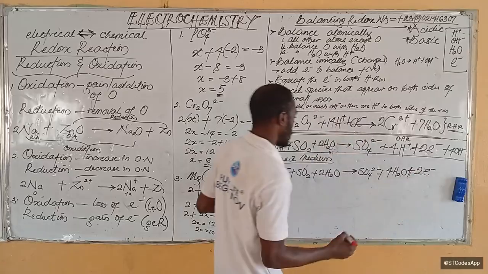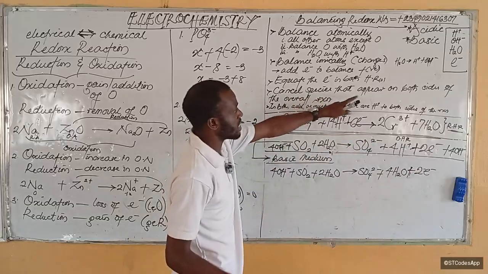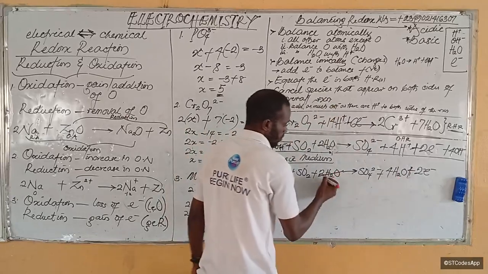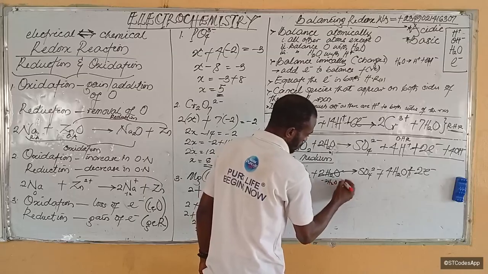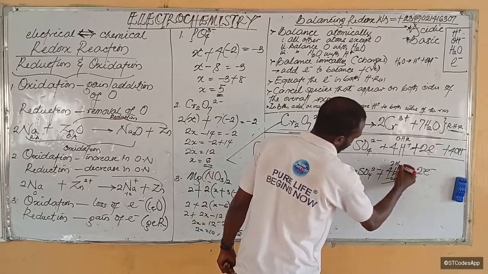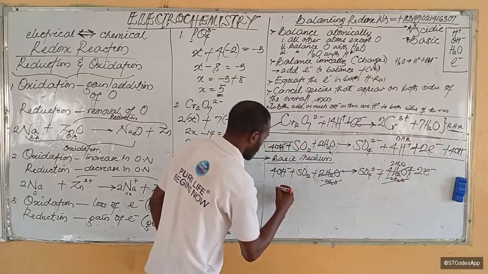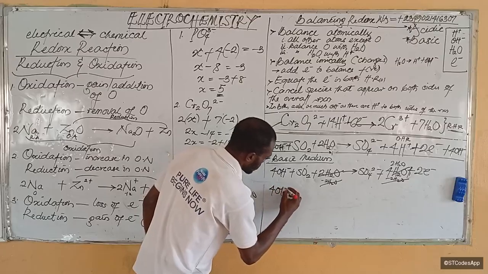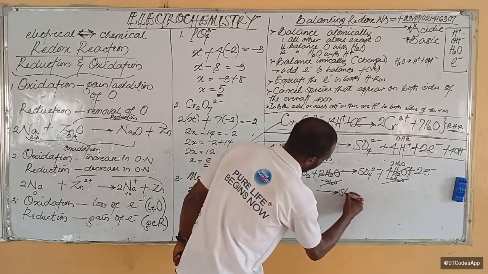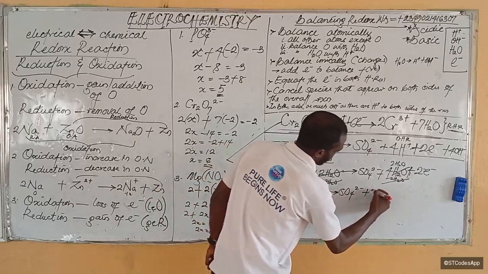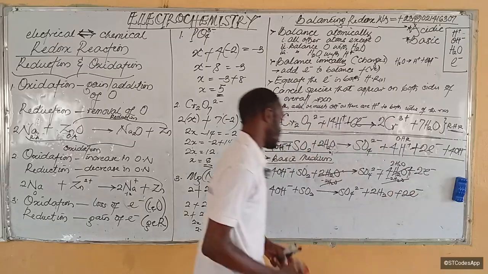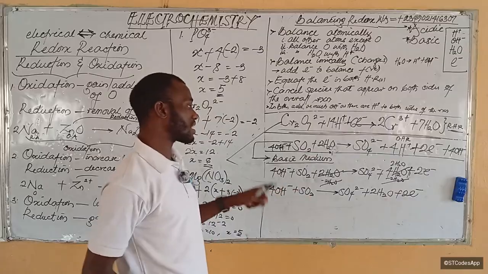Is that clear? So now what will happen is we cancel species that appear on both sides. Water is appearing here and here. So let's cancel 2 out of this one. Minus 2H2O, that's 0. Then here minus 2H2O. What will remain? It remains 2H2O. So our answer becomes 4OH minus plus SO2 to give SO4 2 minus plus 2H2O plus 2 electrons. Exactly. So see, this is the balanced basic medium.